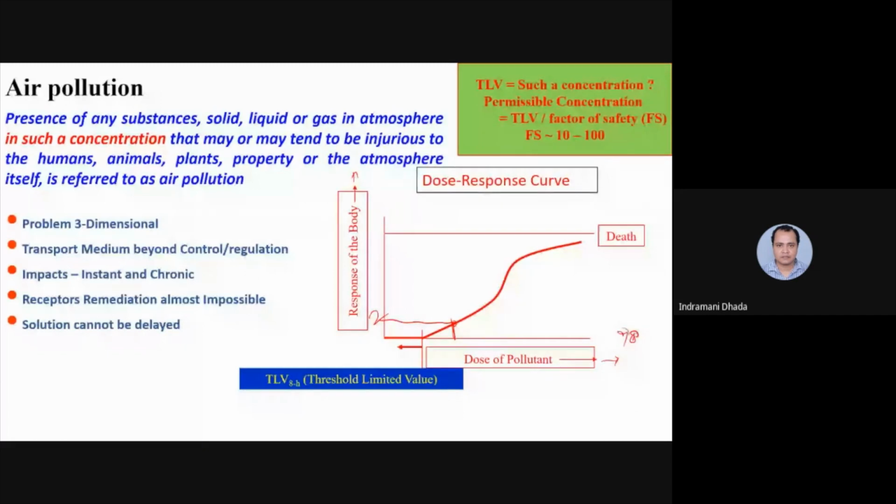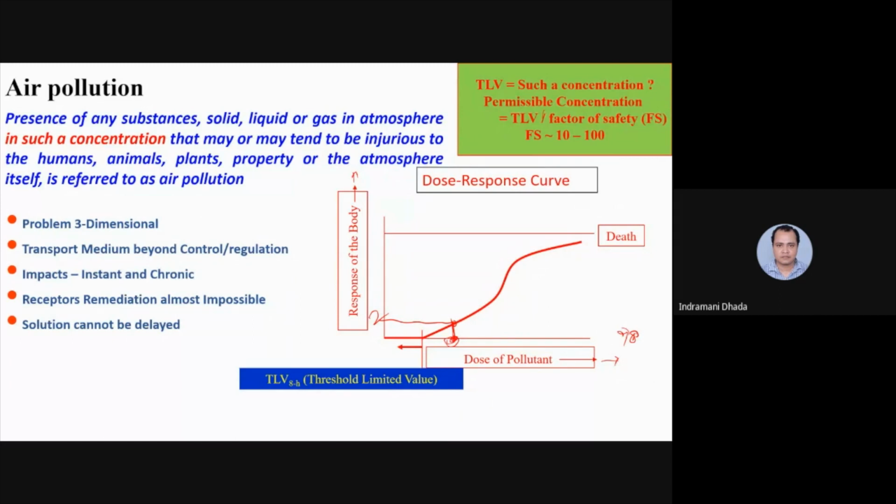So that means, suppose we think that till this concentration level we can allow, this is the threshold value for us. Based on that threshold value we have to define what should be the permissible value. The permissible value should be below the threshold value. We can define this permissible value by dividing the threshold value with some factor of safety.